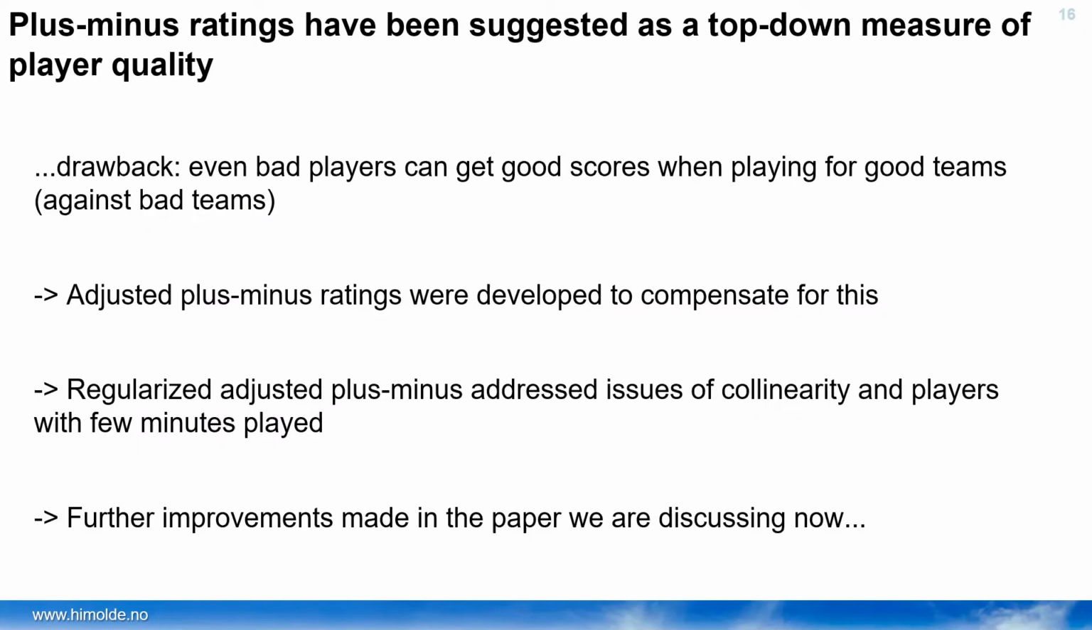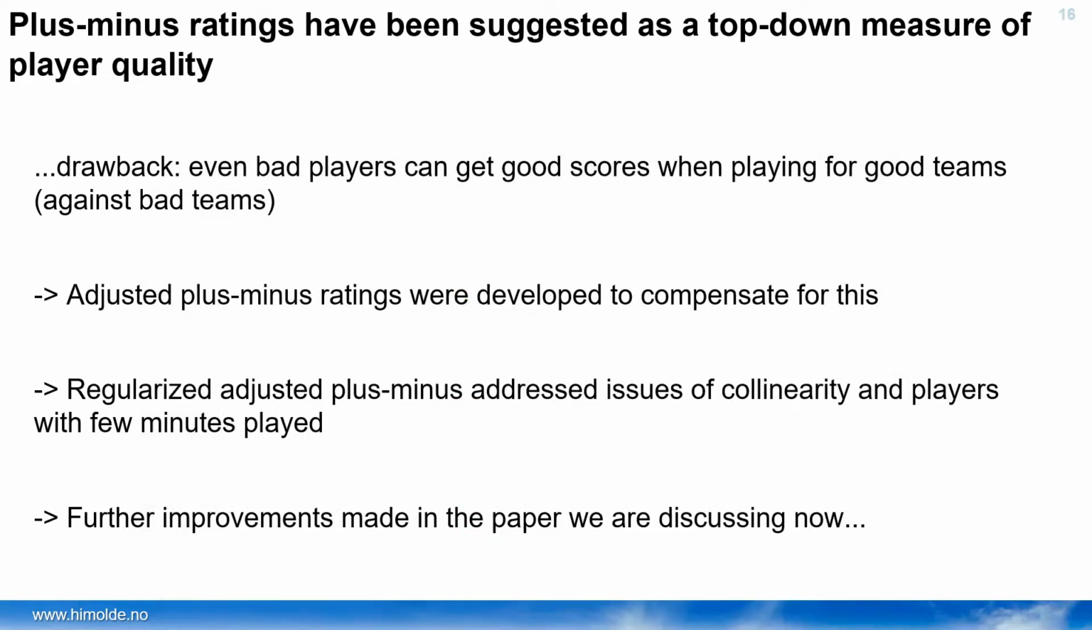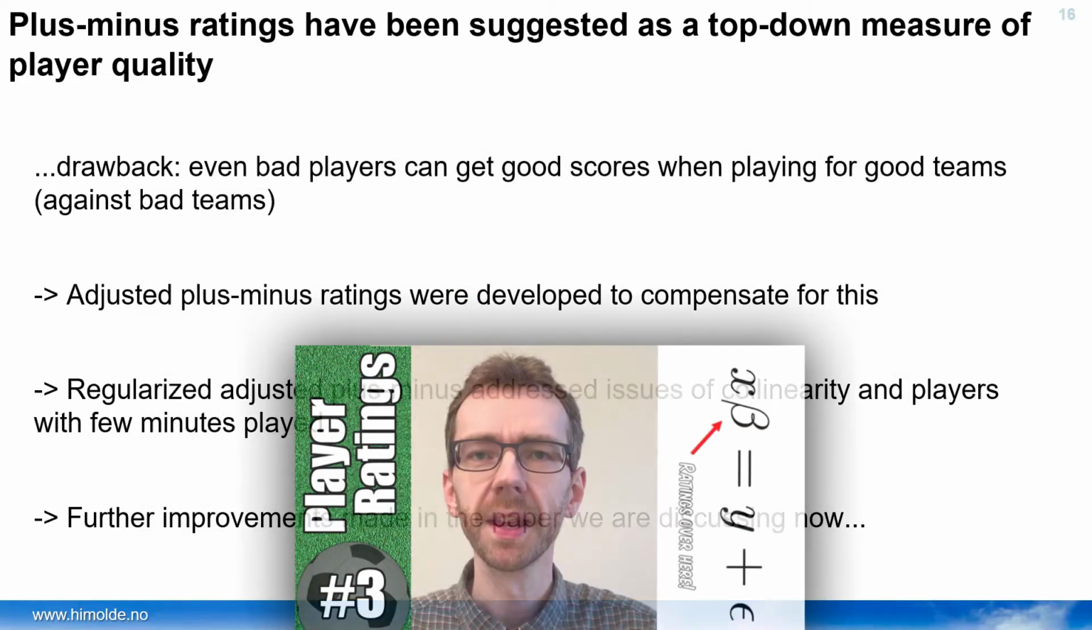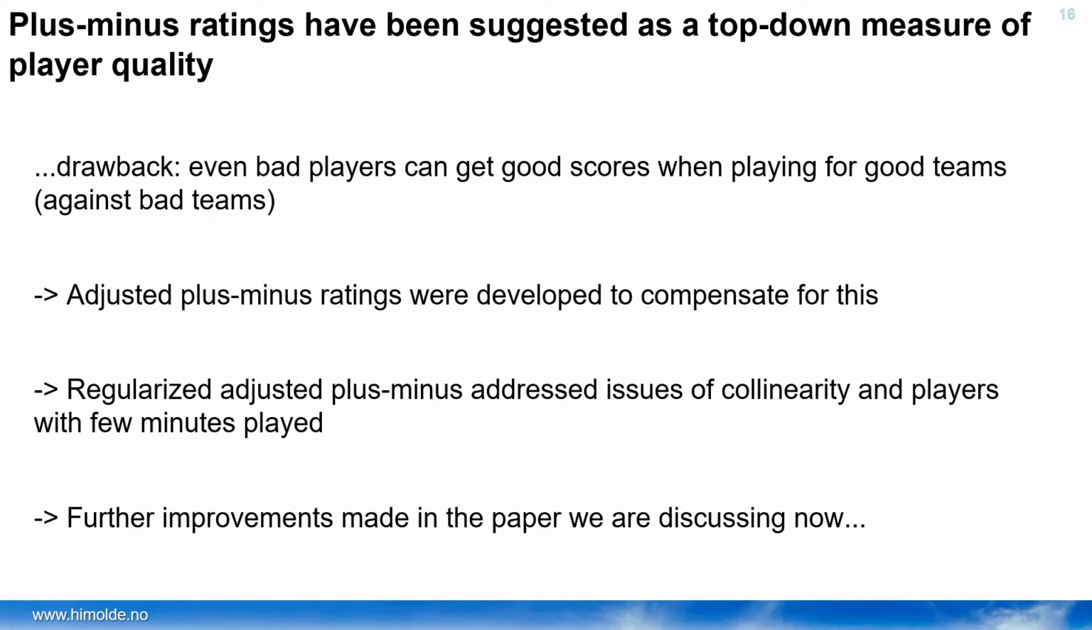The simple plus-minus does not work for evaluating football players. Basically, it's hard to differentiate between good and bad players on the same team. Adjusted plus-minus ratings used regression modeling to overcome this deficit, but had other issues that made them unusable in the context of football. Regularized adjusted plus-minus ratings addressed some of these issues and gave us a starting point for developing special types of plus-minus ratings for football players.